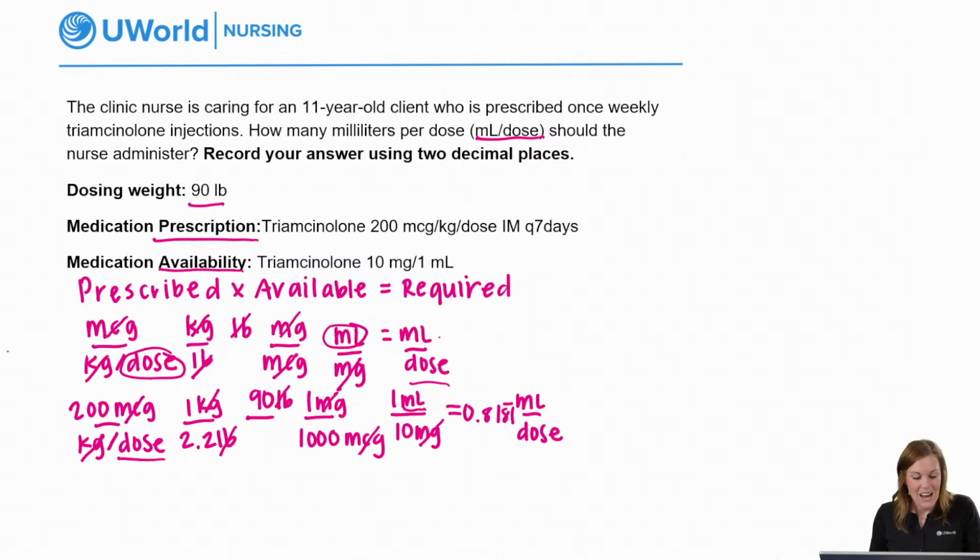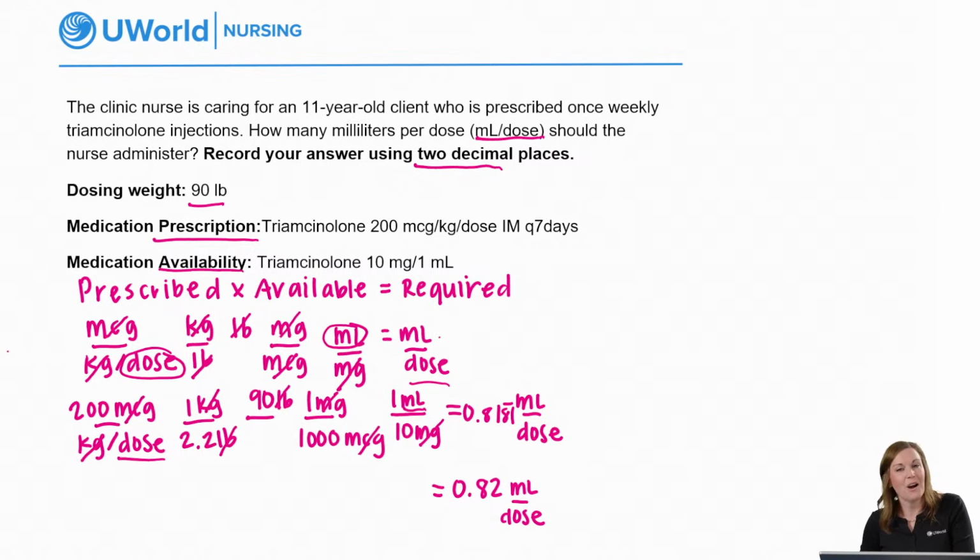We're getting closer. Okay, but let's look back at our question. So our question says record your answer using 2 decimal places. So our final answer, seeing how we have that repeating decimal, is going to be 0.82 milliliters per dose. Okay, one thing you always want to have is that leading zero. The reason for it is to alert the reader that there's a decimal point. So there's no way you can get confused that this is 82 milliliters per dose. That would be a gigantic medication error. So our correct answer is going to be 0.82 milliliters per dose. Let's see how you guys did.